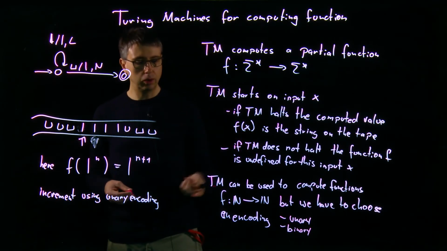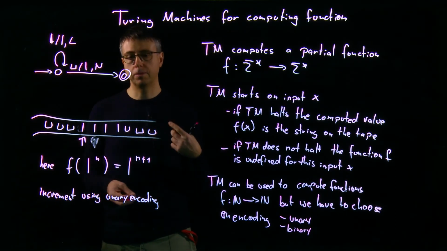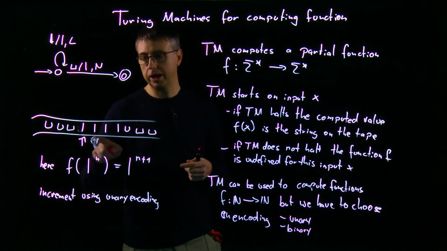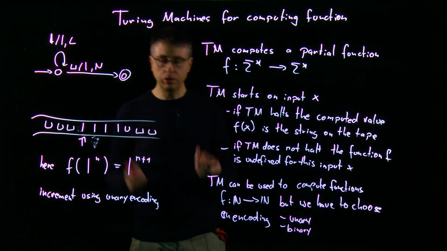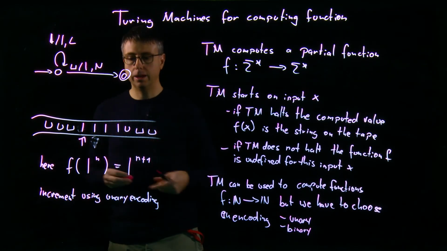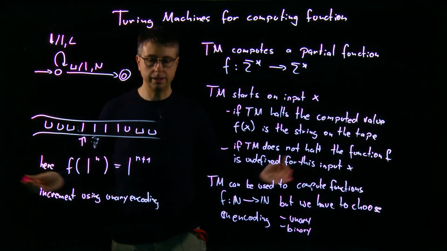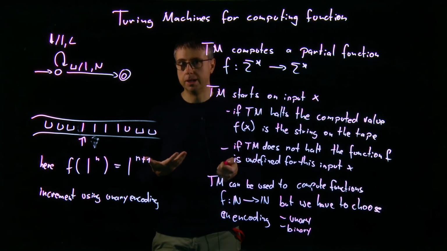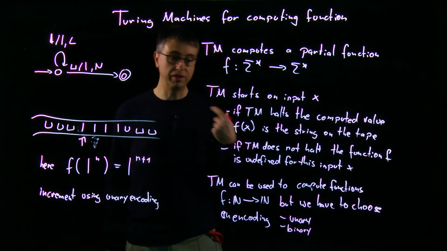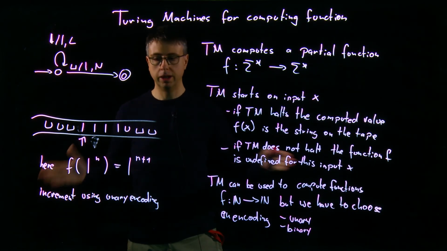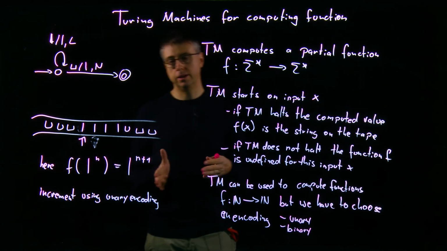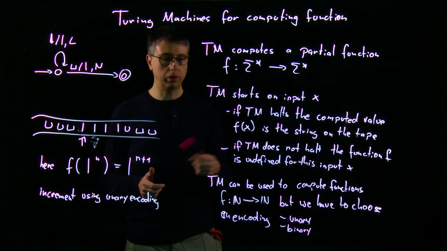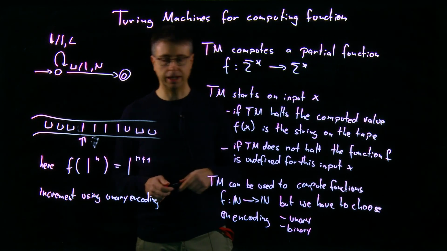And the encoding is crucial because of, for example, time or space requirements. For example, if we have a number that's encoded in unary, we need as many symbols as the number itself. So it's much more efficient to use, for example, binary encoding, where the length of the encoding is logarithmic to the number. But this will be important later on for time and space complexity.